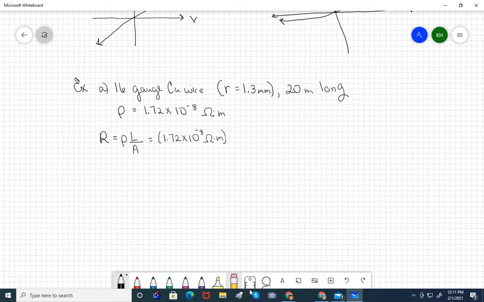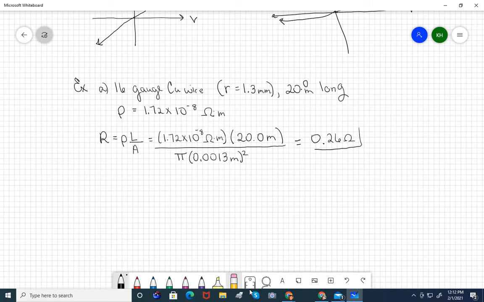So resistivity times the length, and we'll add an extra. There was 3 significant digits there. Now we need to divide by the area, which of course is pi r squared. So pi times 0.0013 meters squared. And that comes out that that whole piece of wire has 0.26 ohms of resistance.